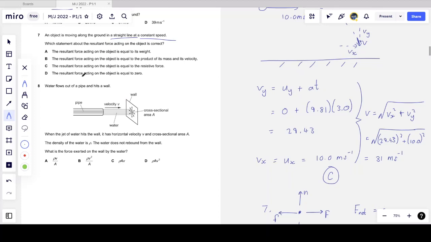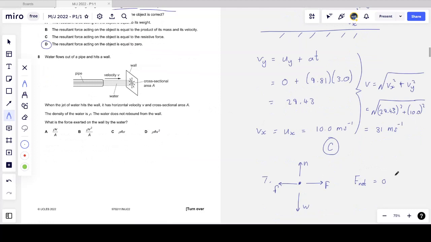And so what we know is the resultant force acting on the object must be equal to 0, and that's a result of Newton's laws. And so this must be option D. So option D must be the correct answer for question 7. It's very important to understand Newton's laws as well, because more than likely you're going to be asked some sort of interpretation of Newton's laws.